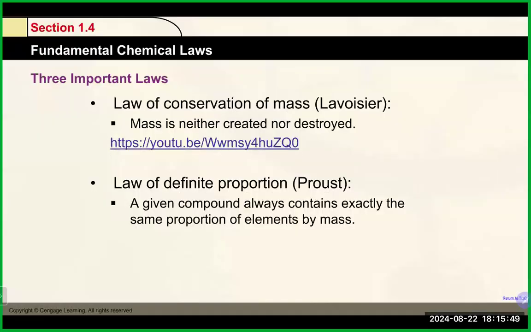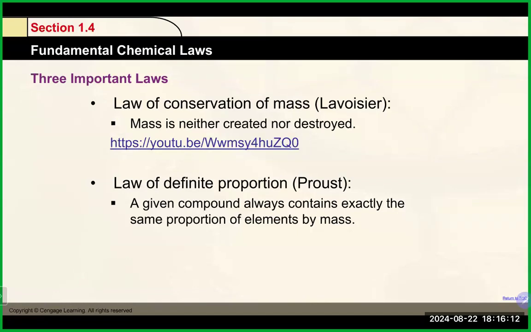Okay, so as we can see there in that video, again, obviously as we were talking about, we don't lose any sort of elements along the way in a chemical reaction. Again, the mass of all of our reactants is going to be the same mass as what we have on our product side. Now, our law of definite proportions is another one. A given compound always contains the exact same proportion of elements by mass.